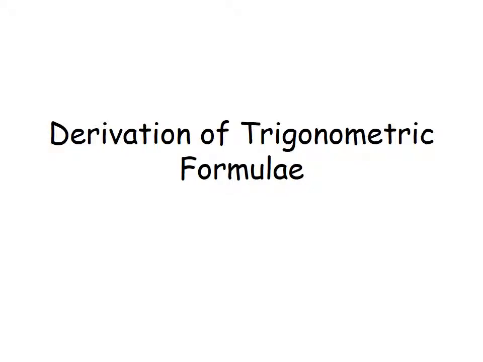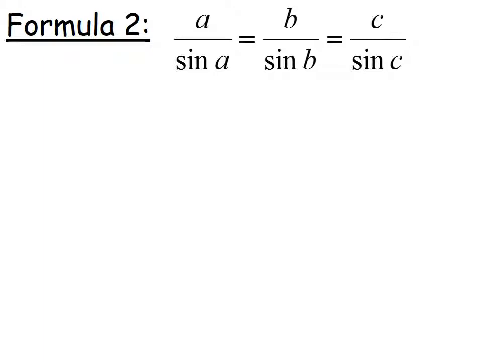So we will now deal with the derivation of the second trigonometric formula, which you will recognize is the sine formula, the sine rule, which is a over sine A equals b over sine B, which is equal to c over sine C. A, B and C being the lengths of the sides opposite the angles that are being referred to. We have two situations.